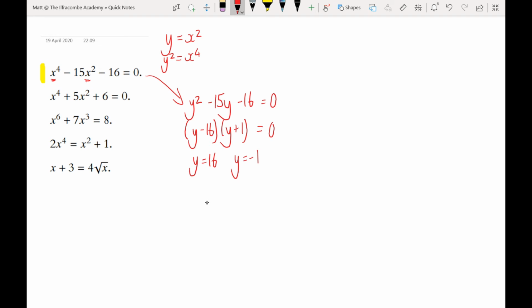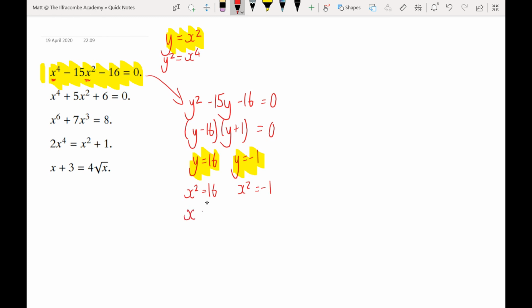But hang on a minute, let's go back to the original equation. The original equation was in terms of x, wasn't it? And we've got answers in terms of y. So what I now need to do is to go back to that substitution. So y is equal to x squared. So x squared is 16 and x squared is minus 1.